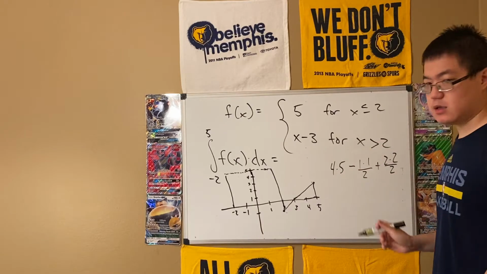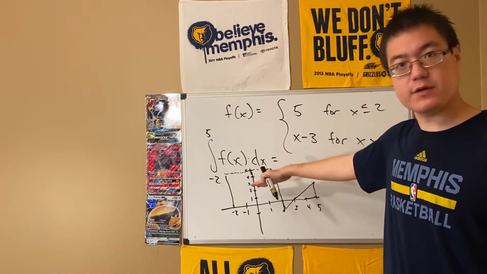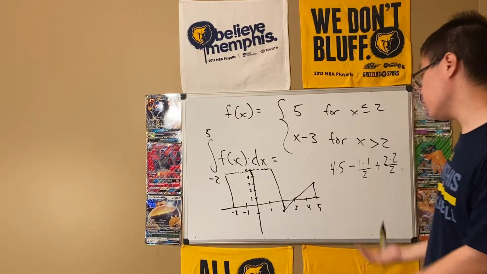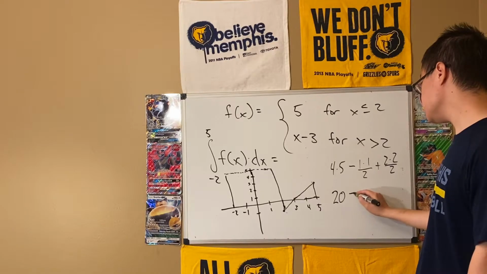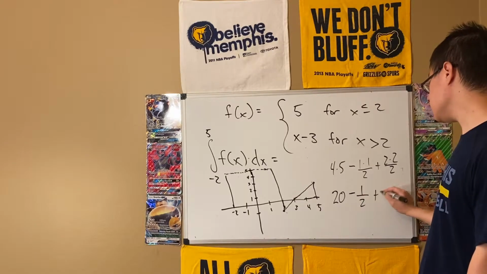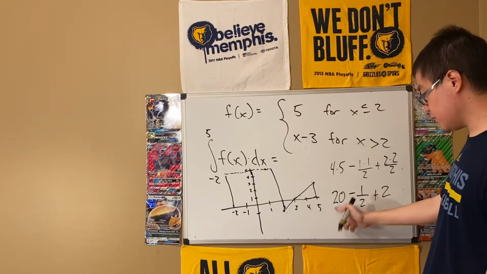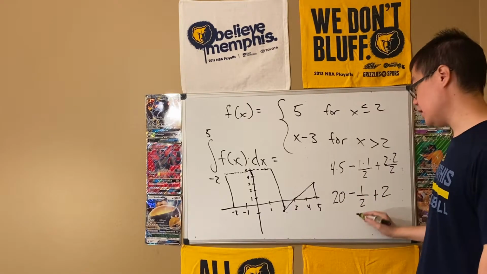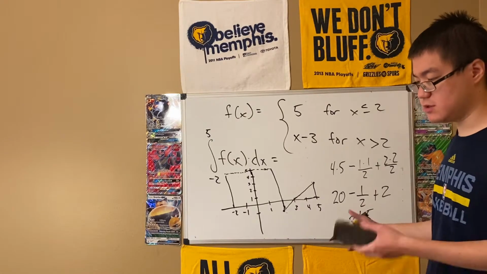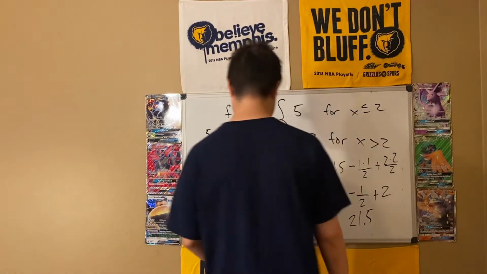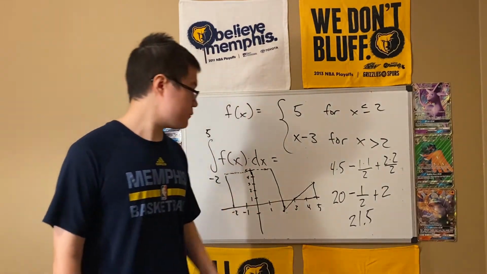And then again, we finished our things. We took every single piece individually, every single area, and now we're ready to find the final answer. Looks like it's going to be 20 minus 1/2 plus, and then these 2's cancel, so 22. 2 added to the 20 is 22, minus 1/2, I think that's going to be 21.5. You could write this as a fraction. Please don't write this as a mixed number because mixed numbers are only for like 5th graders and bakers.